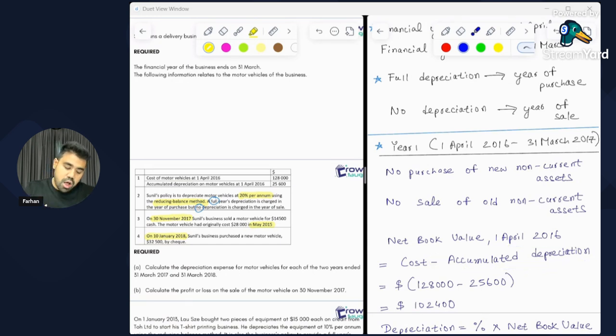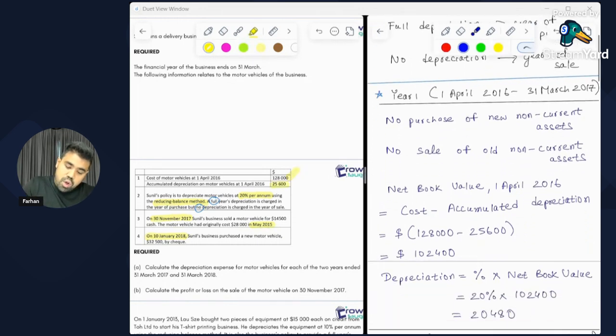Now, what's the original cost? It's given in the first line of the table, which is $128,000. And then we have subtracted the accumulated depreciation of $25,600. So once we have done that, we get a net book value of $102,400. All right. Now, because we're using the reducing balance method, it's important we know the net book value before we calculate the depreciation. Because when you're using the reducing balance method, the way we calculate depreciation is to apply the given percentage to the net book value.